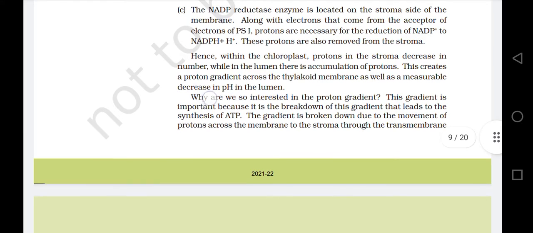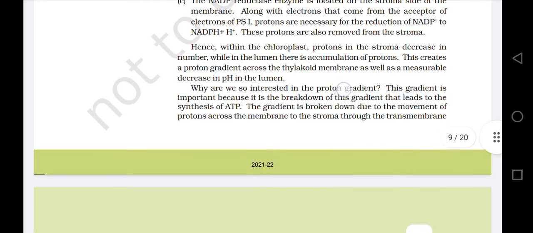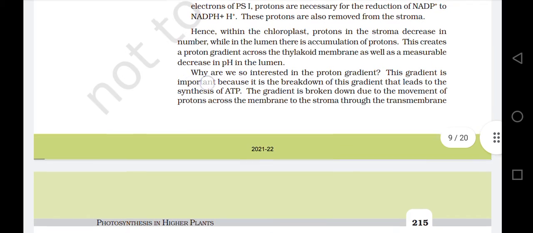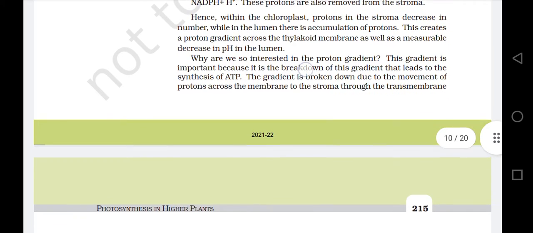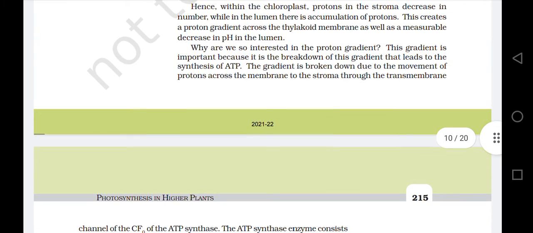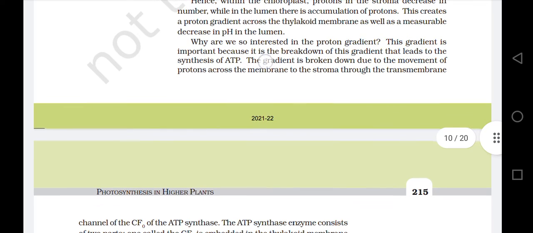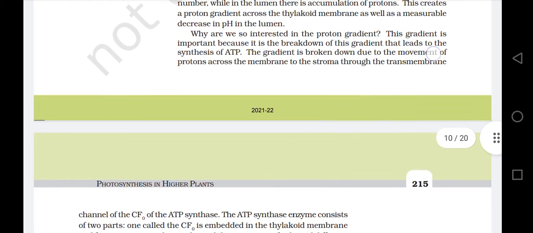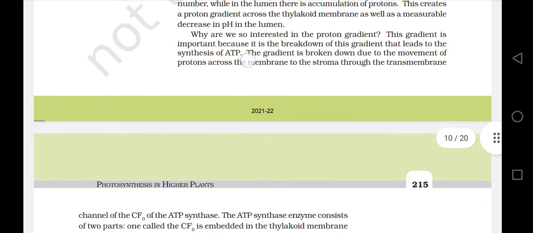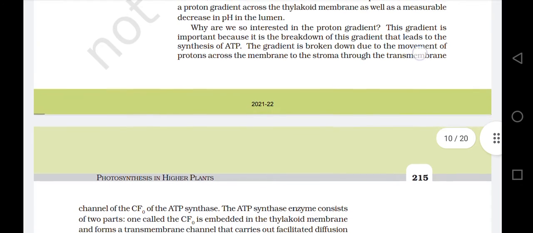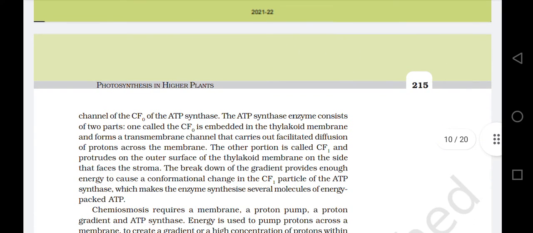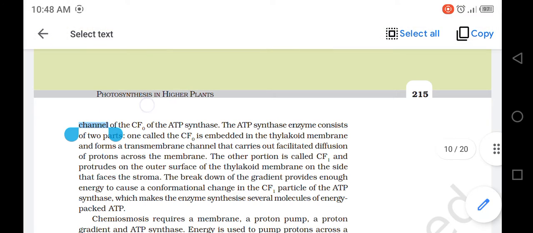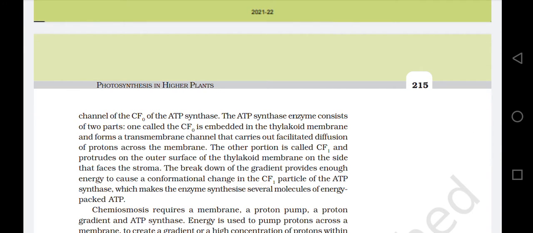Why are we so interested in the proton gradient? This gradient is important because it is the breakdown of this gradient that leads to the synthesis of ATP. The gradient is broken down due to the movement of protons across the membrane to the stroma through the transmembrane channel of the CF0 of the ATP synthase.